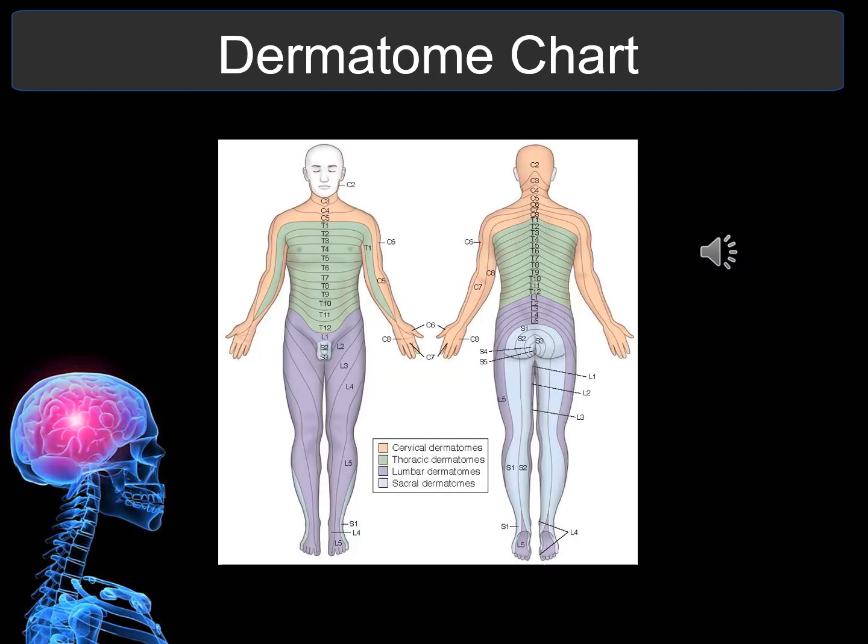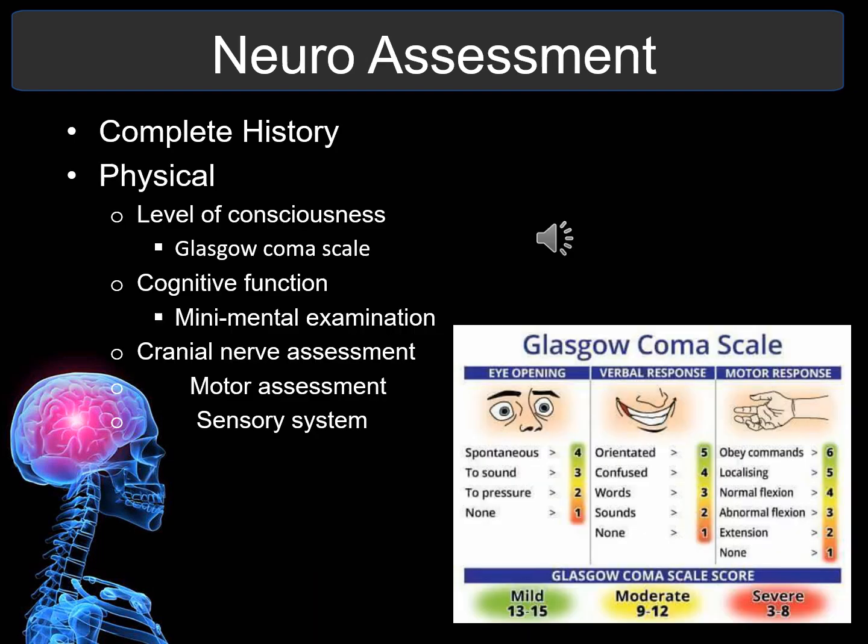Dermatomes correlate to an area on the skin that is supplied by a specific spinal nerve and maps where the nerve fibers provide sensation or feeling. Our neuro assessment begins with a complete history. In addition, we're going to look at physical assessments. There are 3 major assessments that we use: the Glasgow Coma Scale, the Mini-Mental, and the cranial nerve assessment.